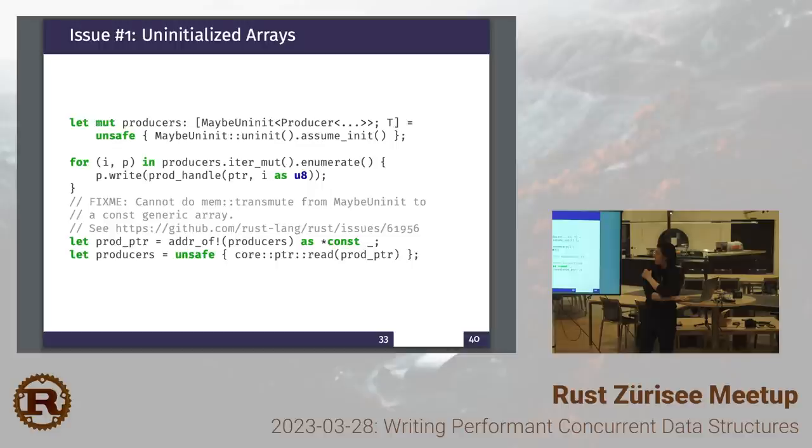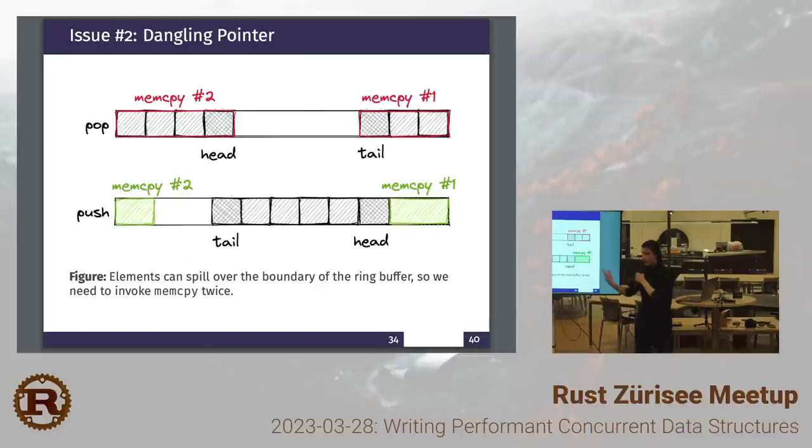The other thing is dangling pointers. So because it's a ring buffer, if I want to push lots of elements, I have to maybe perform a splitting mem copy where I have to do two mem copies, one at the end of the queue and one at the start.